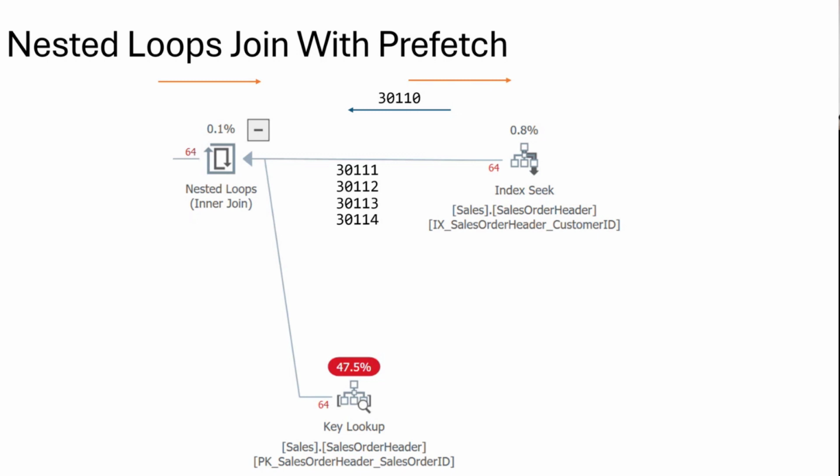And the reason for this optimization is to preload data pages into the buffer pool so that SQL Server doesn't need to retrieve data from the disk subsystem later. We know that reading data from memory is much faster than reading it from disk. And this way, when customer ID 30110 is processed, all the other data is already prefetched in memory.